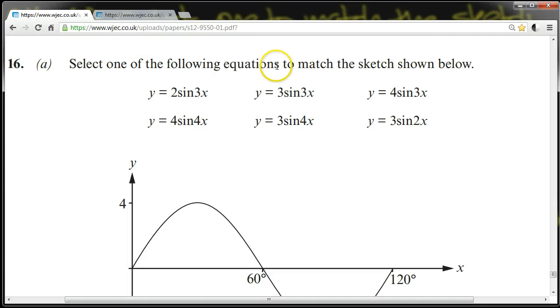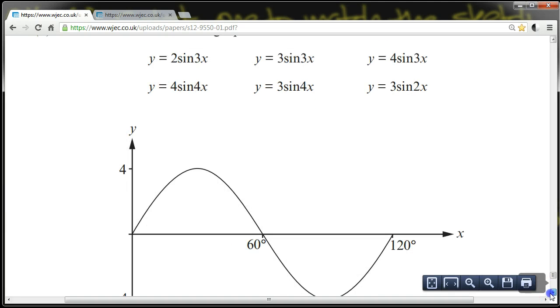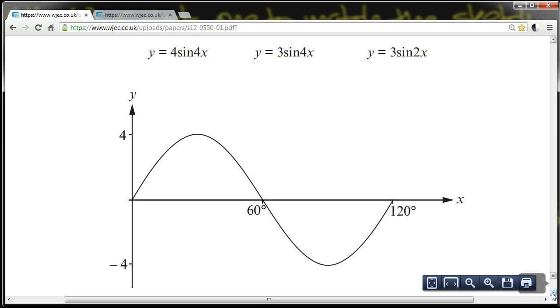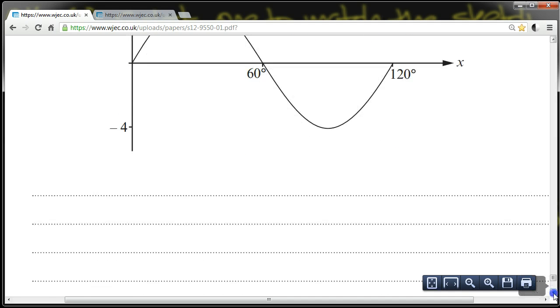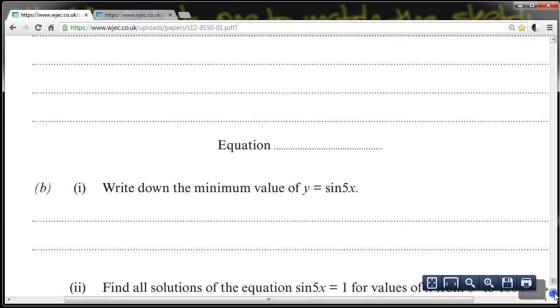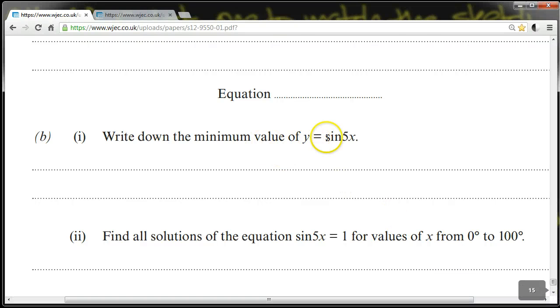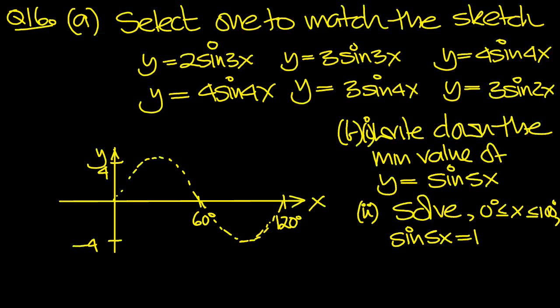Select one of the following equations to match the sketch shown below. 6 possibilities, and here's the sketch. Part B. Write down the minimum value of y equals sine 5x. Part 2. Find all the solutions of the equation sine 5x equals 1 for values of x from 0 to 100 degrees. So that's the question, and I've summarized it here.